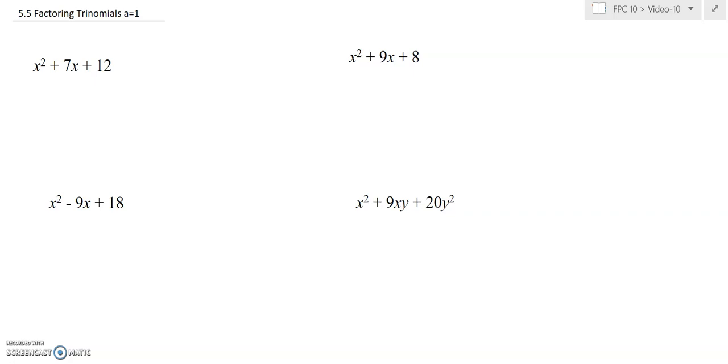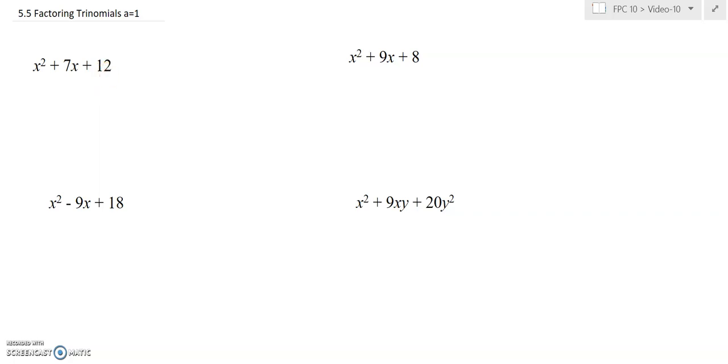In this lesson, we are going to learn how to factor trinomials in the form of ax squared, where a is 1, so 1x squared plus something, I call that bx, plus another constant term, which I call c. So we're going to learn how to factor these trinomials.